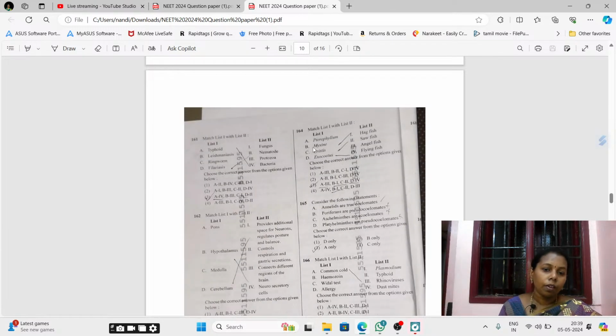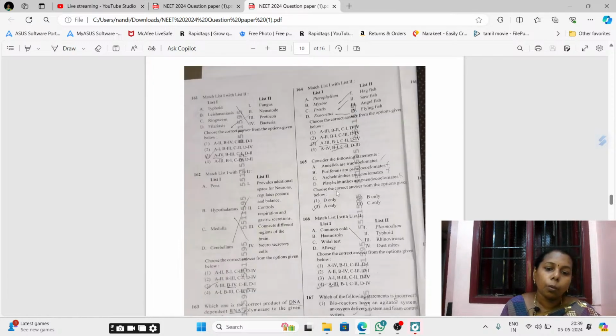164. They have given the scientific name against the common names. So 164, Petrophyllum, angelfish. Myxine is a hagfish. Pteris, sawfish. Exocetus, flying fish. So which is in the option 3.